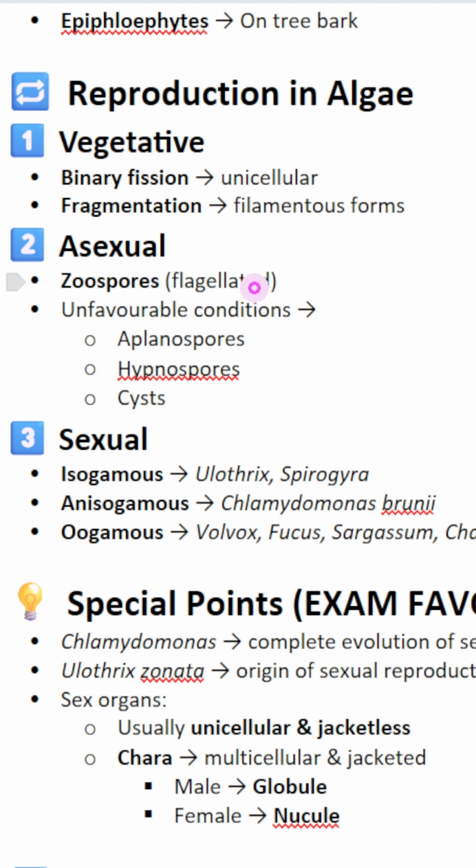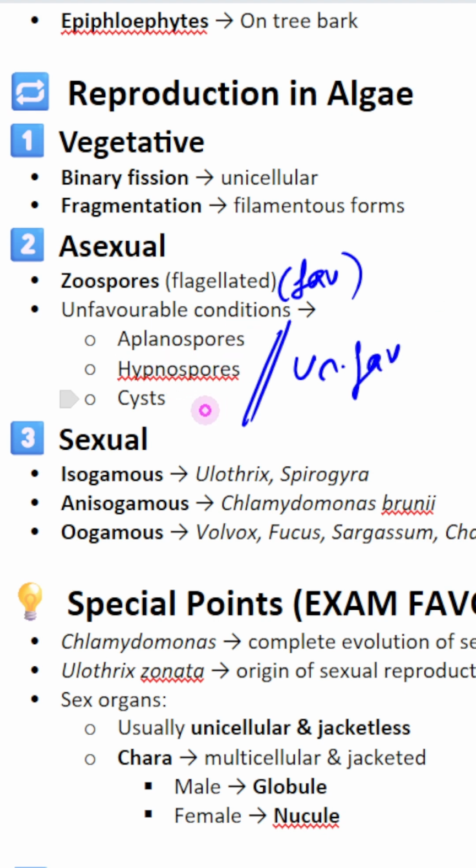Asexual reproduction is mostly by zoospores, means spores with flagella, means motile spores. These motile spores are found in favorable conditions. But in unfavorable conditions, they produce aplanospores or hypnospores, or they form a cyst around it.